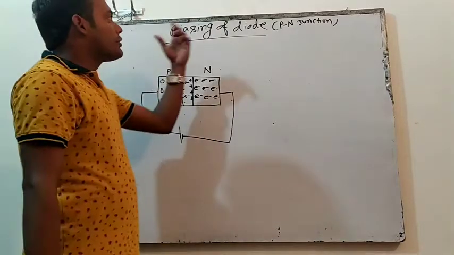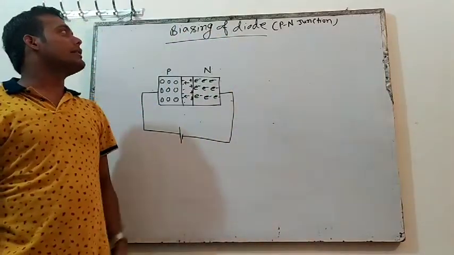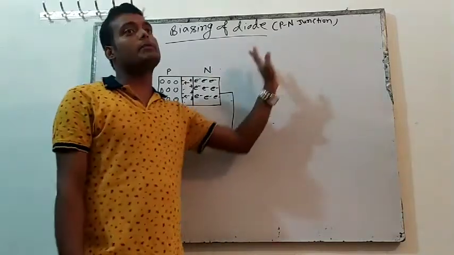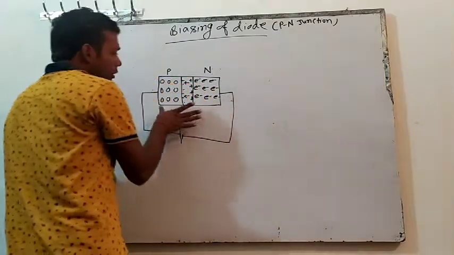Good evening, dear students. Today I will start a new topic of the semiconductor chapter, and that is biasing of a diode. That means biasing of a PN junction. Actually, a diode is also known as a PN junction. So this is our PN junction.